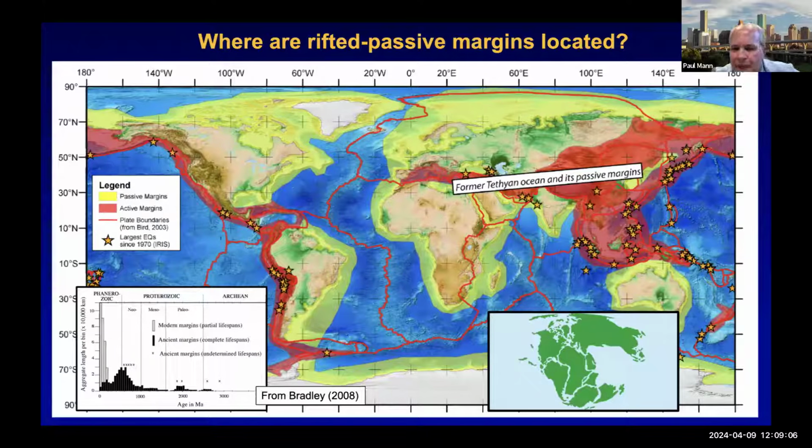So again, breakup of Pangaea breaks this supercontinent here. As it opens up, it closes Tethys over here. And so that's how we end up with the present day distribution of passive margins.